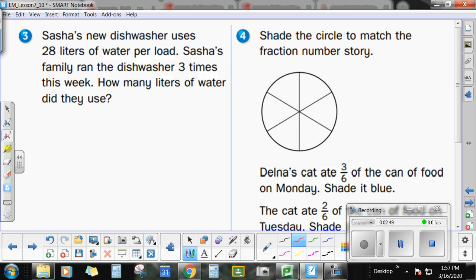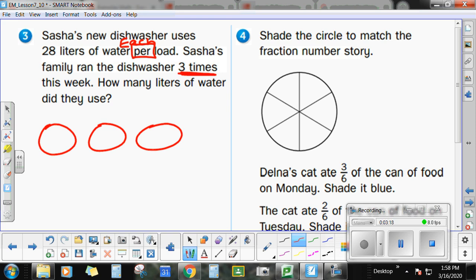All right, let's go to number 3. It says Sasha's new dishwasher uses 28 liters of water per load. Remember this word we talked about, per, is the same thing as saying each. So right there I have a clue that I'm probably going to be doing some multiplication. Sasha's family ran the dishwasher 3 times. Another clue that I'm going to be doing multiplication. How many liters of water did they use? If they ran that dishwasher 3 times, and each time they used 28 liters of water, we're going to be doing 28 times 3.